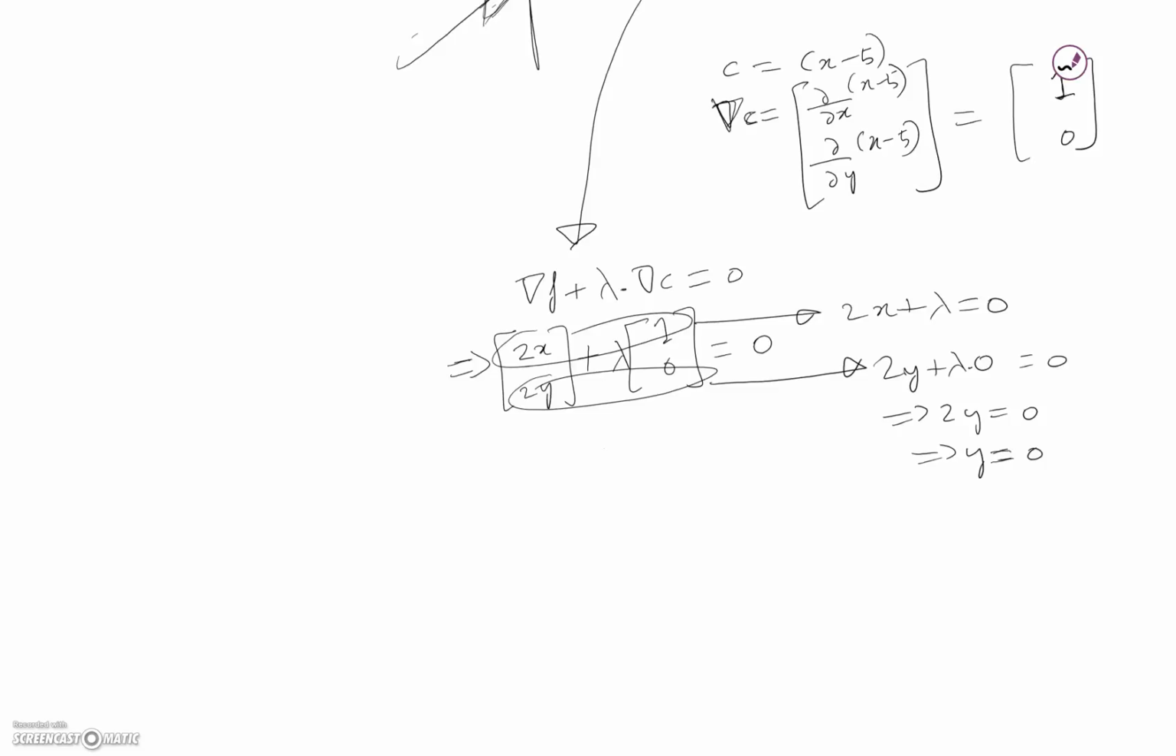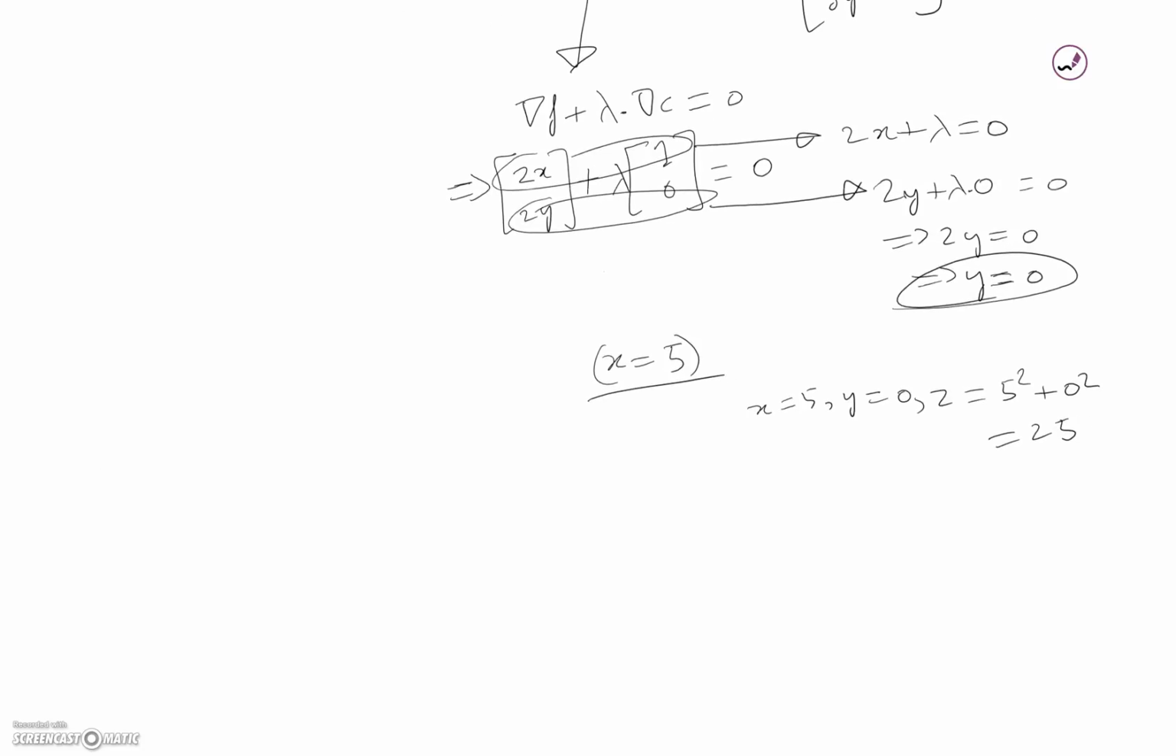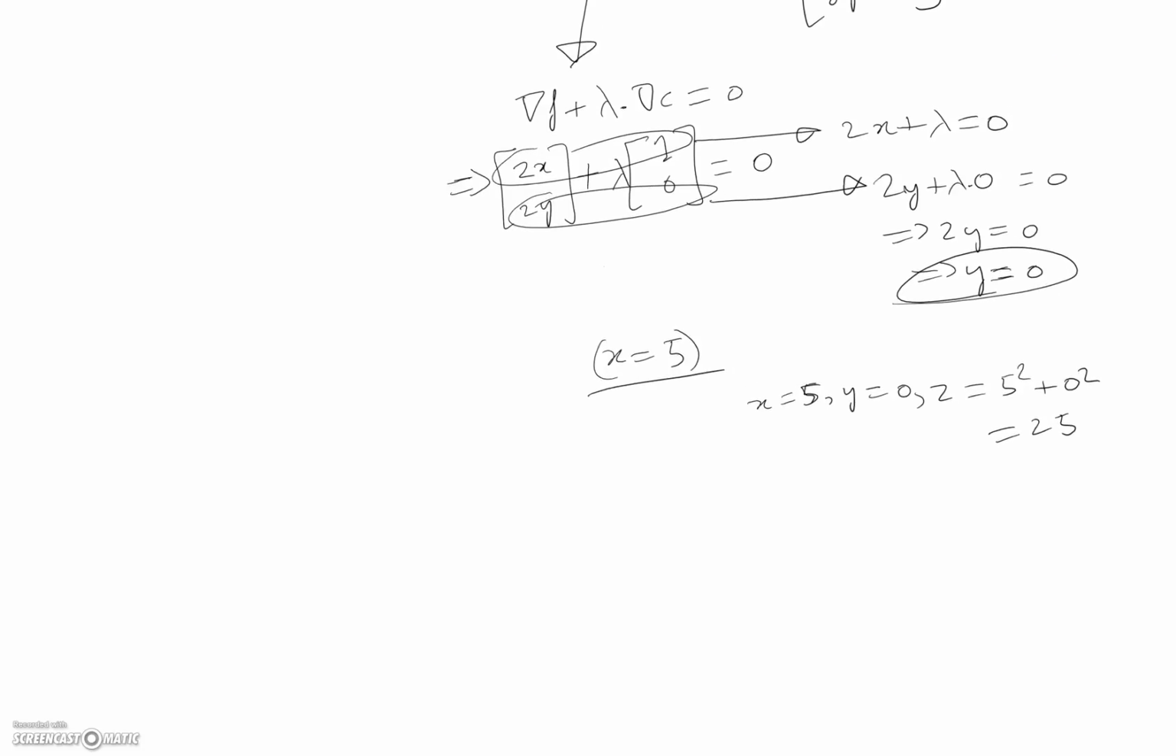So we require at the optimum point that y be 0, and we already know that x should be 5 over there, because that's what the constraint is, and hence the optimal point is x equal to 5, y equal to 0, and z equal to 5 square plus 0 square equals 25. Now let's look at the intuition behind this.